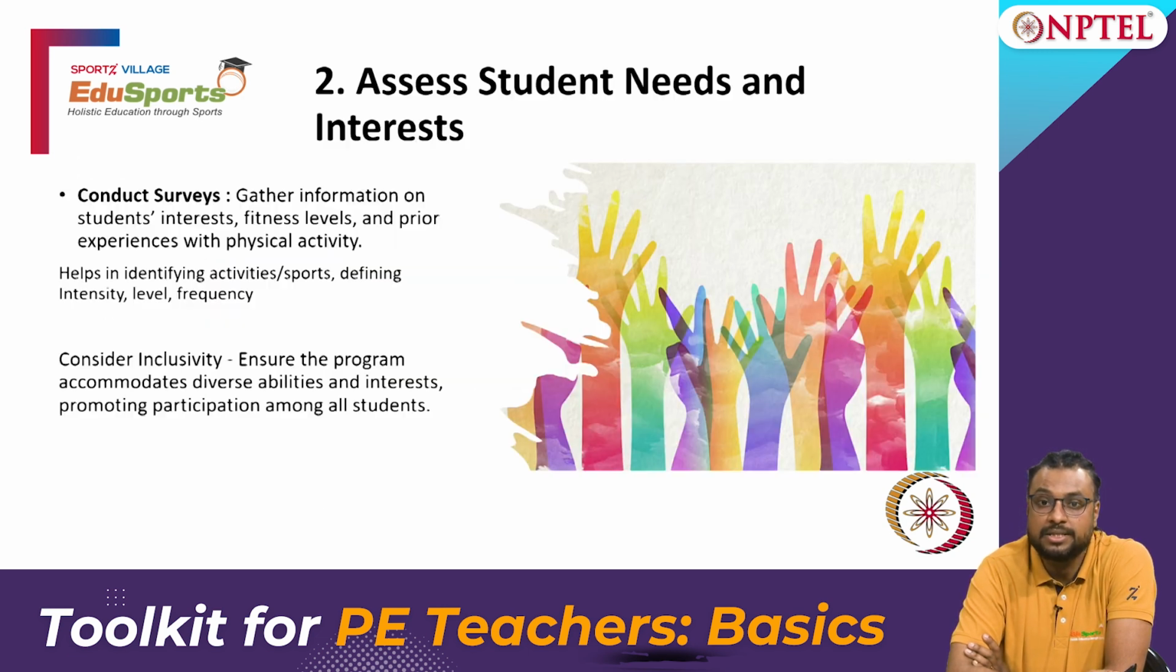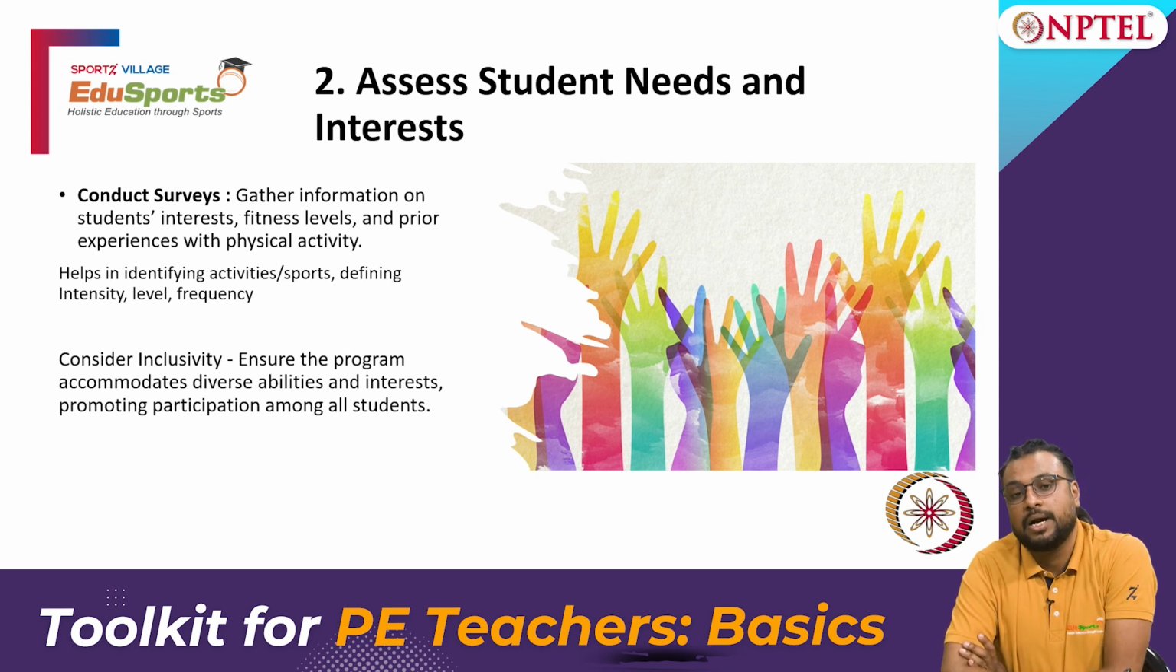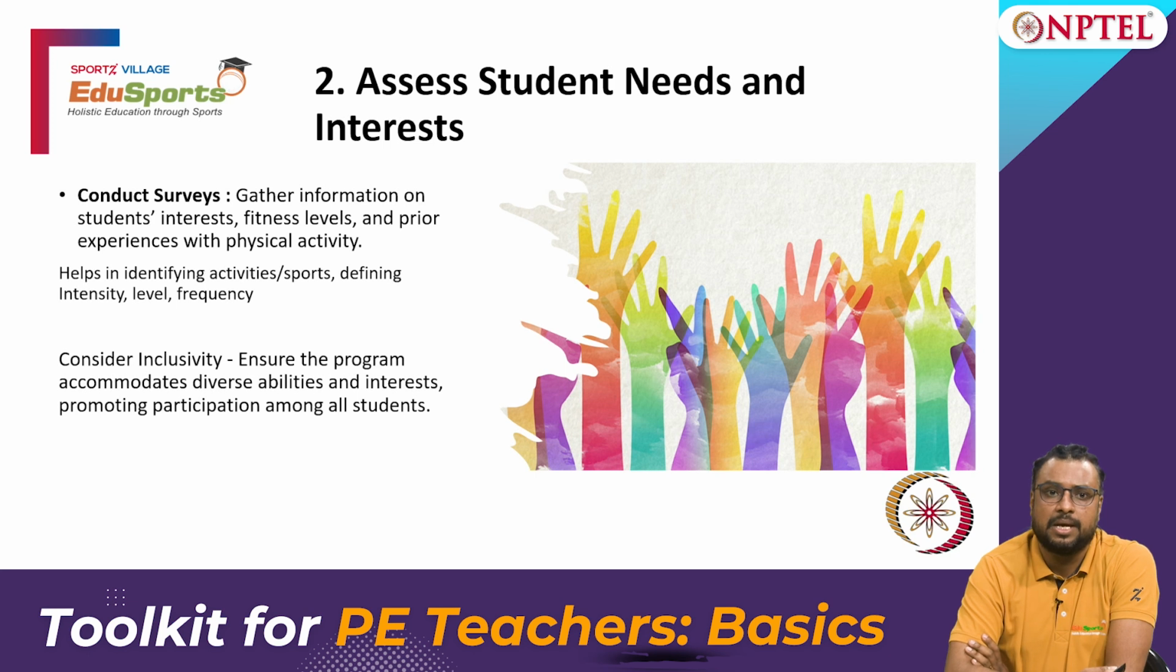Step 2 is assess student need and interest. It is very important that you understand the interest level of your students. Conduct surveys, gather information on students' interest, fitness levels, and prior experience with physical activity. This will help in identifying activities, sports, defining intensity, level, frequency. How do you want to conduct your everyday physical education program or everyday lesson plan? It helps you define on the basis of the interest level of the students as well as the skill level or the fitness level of your students. So it is very important that you assess your students first.